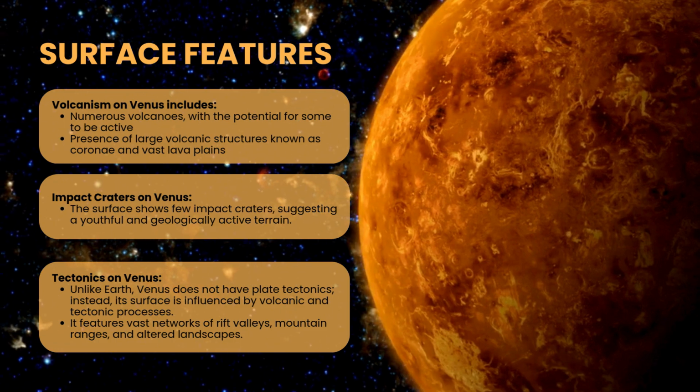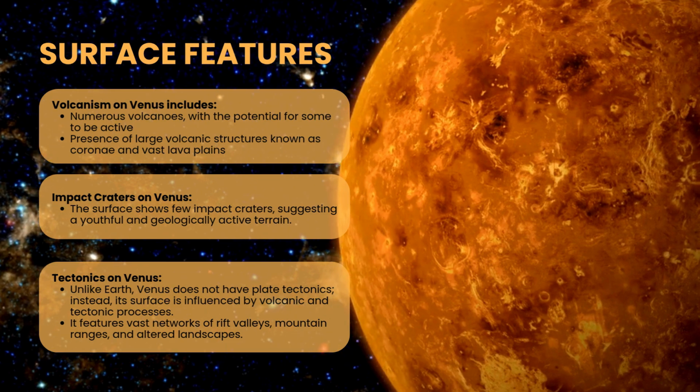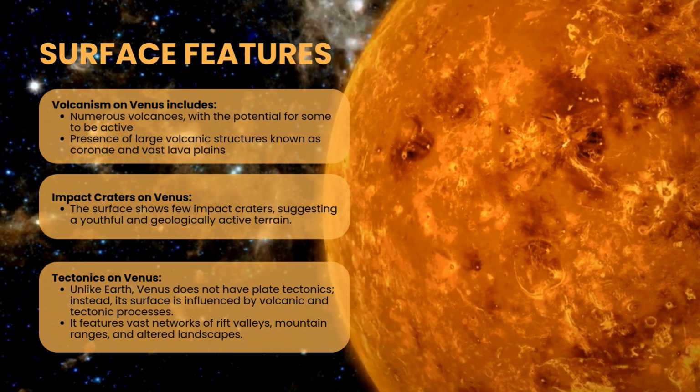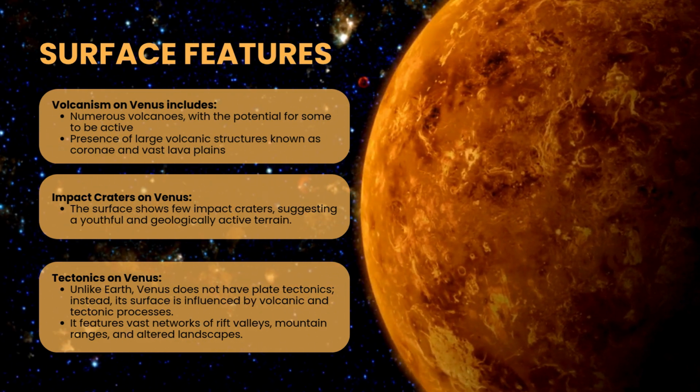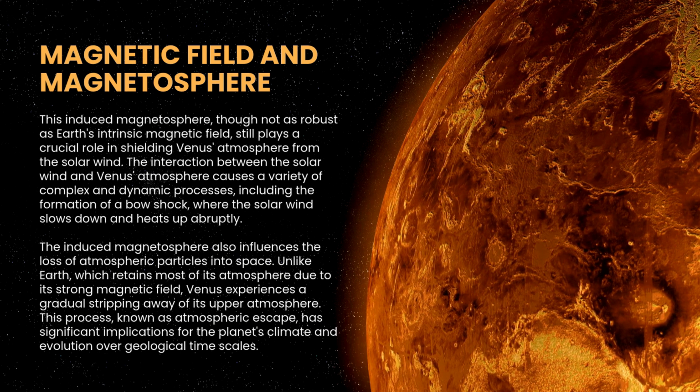Tectonics on Venus. Unlike Earth, Venus does not have plate tectonics. Instead, its surface is influenced by volcanic and tectonic processes. It features vast networks of rift valleys, mountain ranges, and altered landscapes. Let's talk about its magnetic field and magnetosphere.